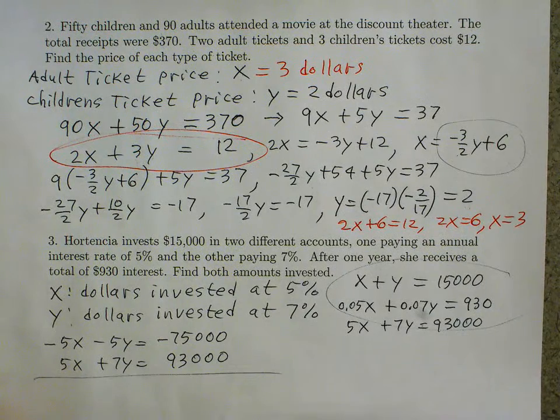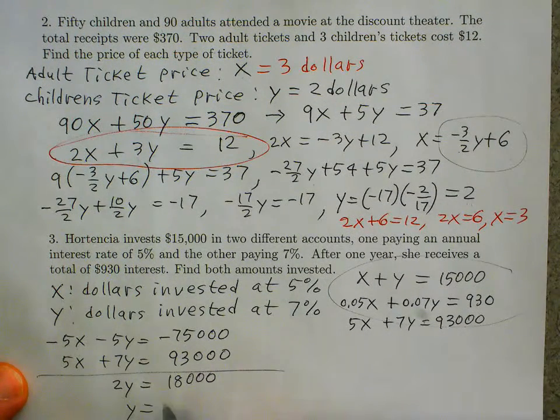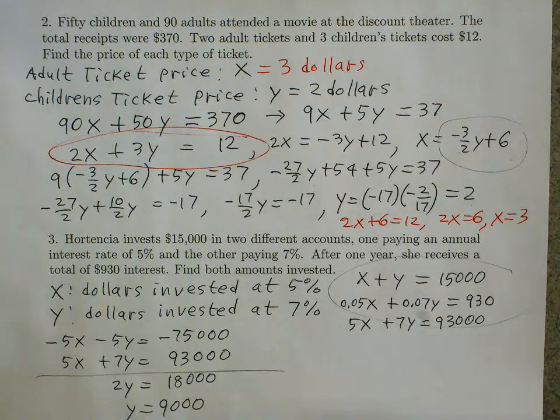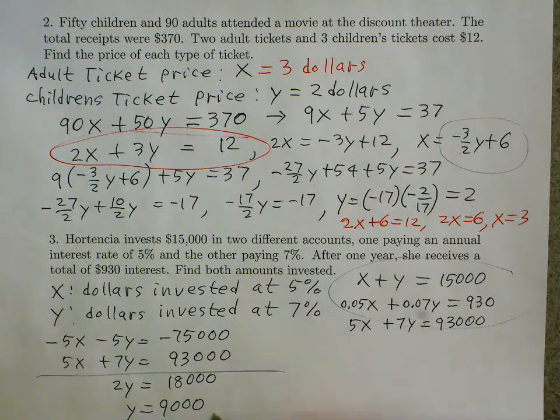When we add those two equations, the variable x will be eliminated. -5y plus 7y is 2y, and -75,000 plus 93,000 is 18,000. Then divide both sides by 2, we get y equals 9,000. Okay, then since x plus y equals 15,000, we can see that x is 6,000.